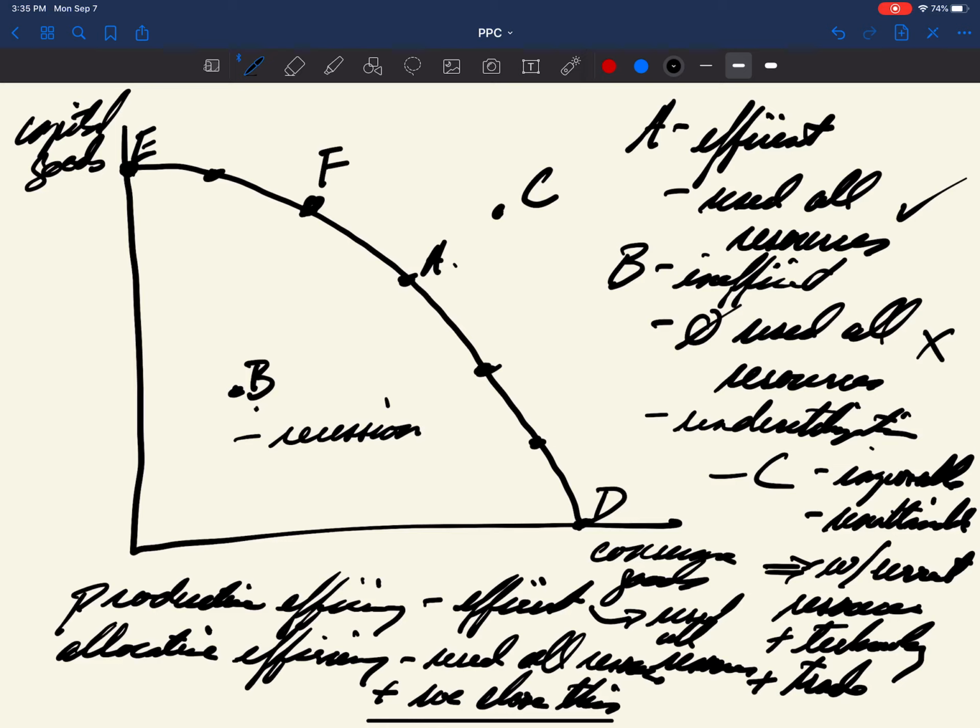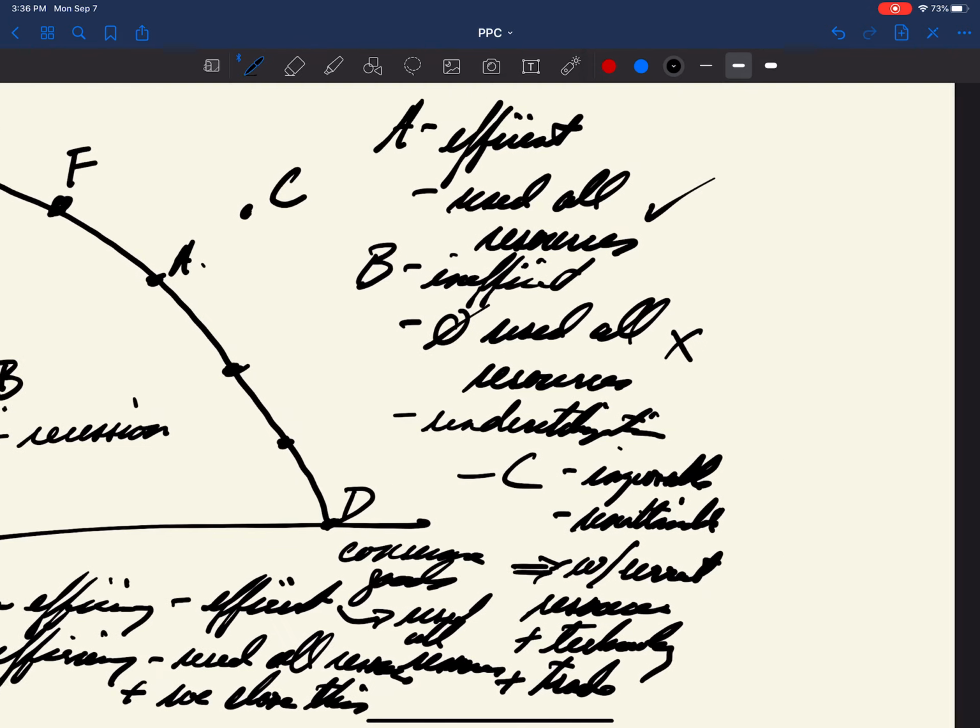So when we're talking about allocative efficiency within the PPC, what we're talking about is we are deliberately making a choice to produce at this particular point. And that point is also productively efficient. Come to another idea, okay? If you are allocatively efficient, you are also productively efficient. If you're productively efficient, you are not necessarily allocatively efficient. There is only one point on the PPC for allocative efficiency.